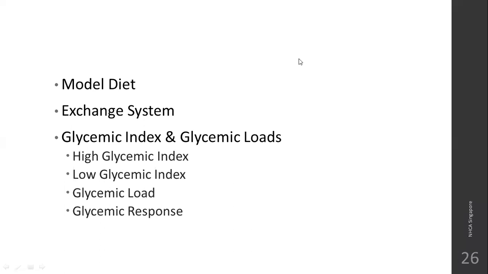Then glycemic index and glycemic loads. In detail, we have done classes on this. Glycemic index is a ranking system that never changes. It is ranked according to one to above 70, below 70, above 55, below 55. So there is a ranking system. Every food has a rank. That is a glycemic index.